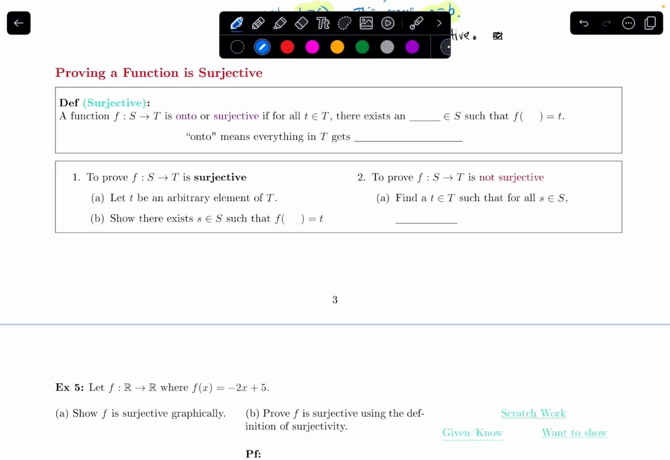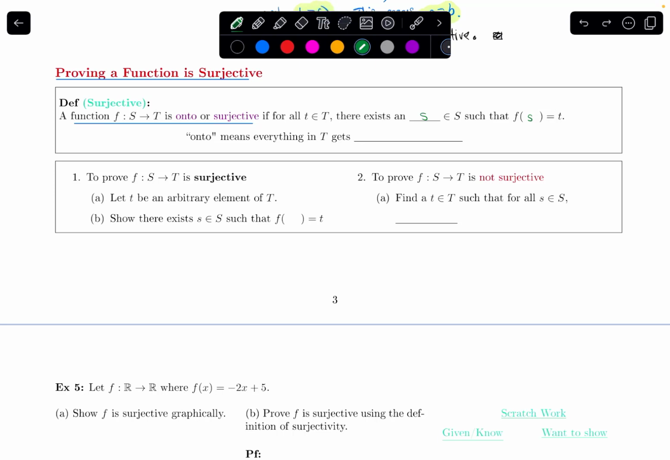In this video, we'll talk about how we can prove a function is surjective. So let's first remember the definition, which says that a function f from S to T is surjective, or onto, if for all lowercase t in capital T, so these are elements in the codomain, for all of them, there needs to exist an element lowercase s in the domain such that f of lowercase s needs to be equal to t.